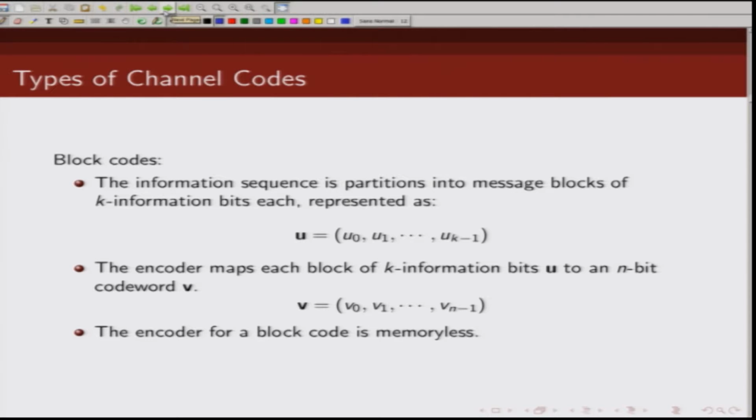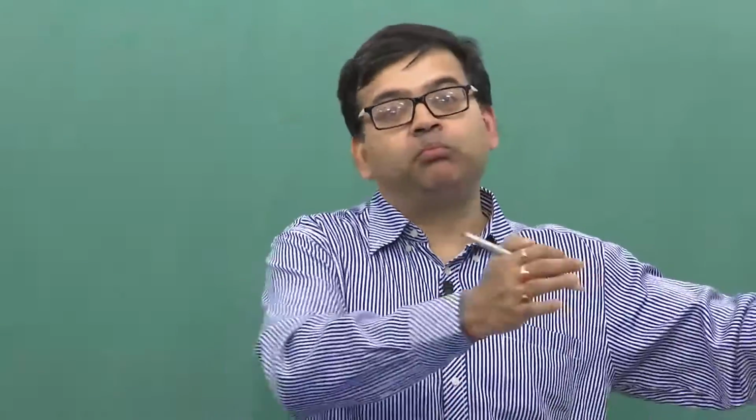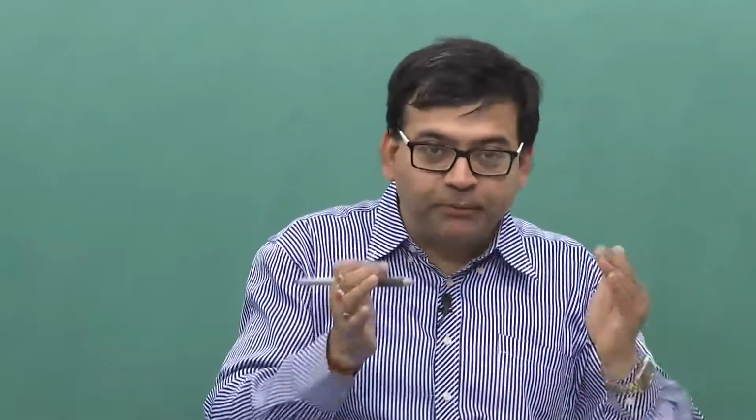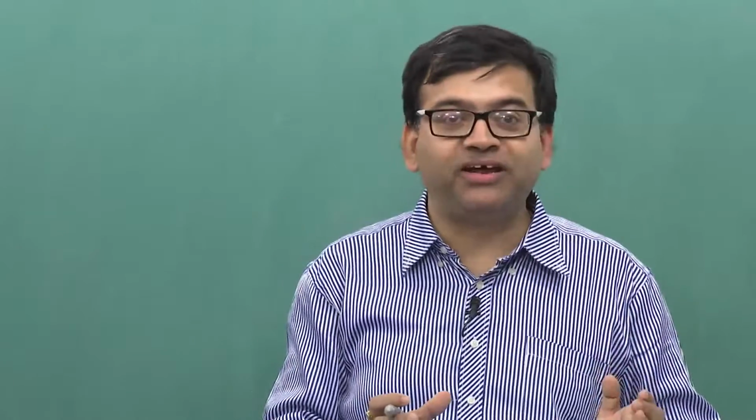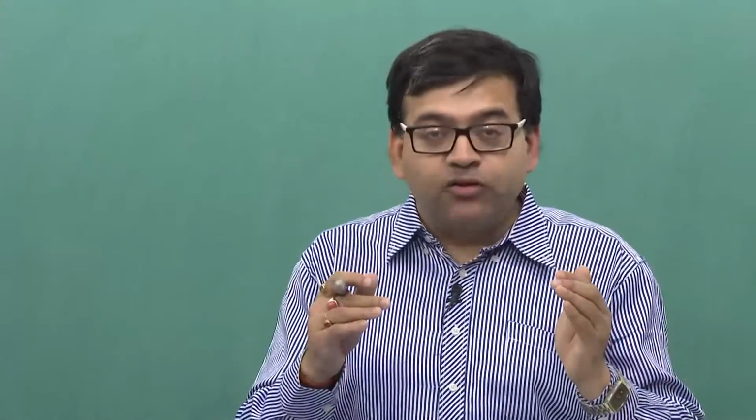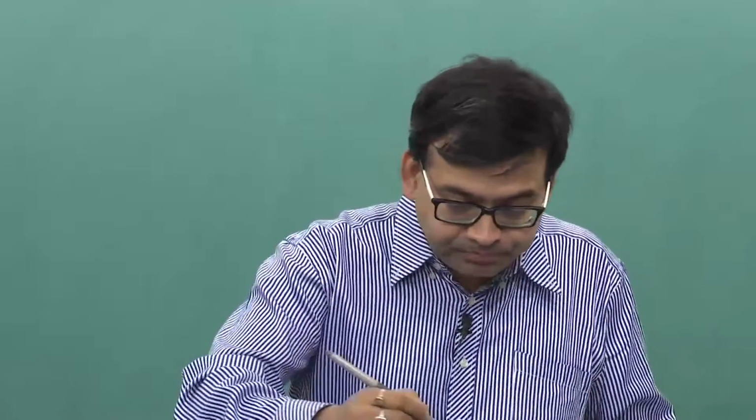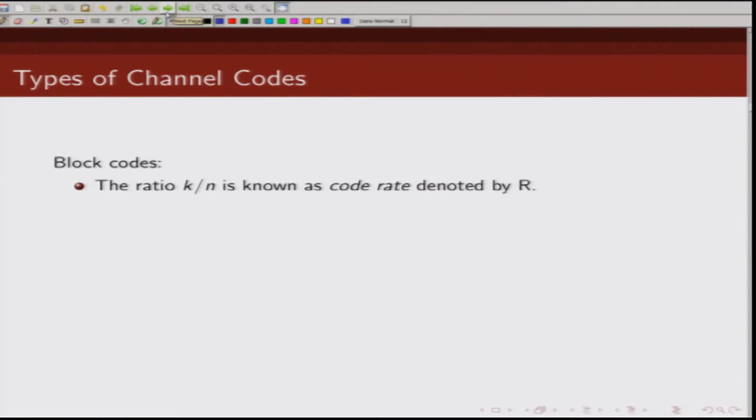Now, in block codes the encoder is memoryless. What do we mean by that? When we encode a block of k bits, our output depends only on that current block of k bits. It does not depend on what the previous blocks of data were. That is one property of block codes which makes them different from convolutional codes. Block codes are memoryless.